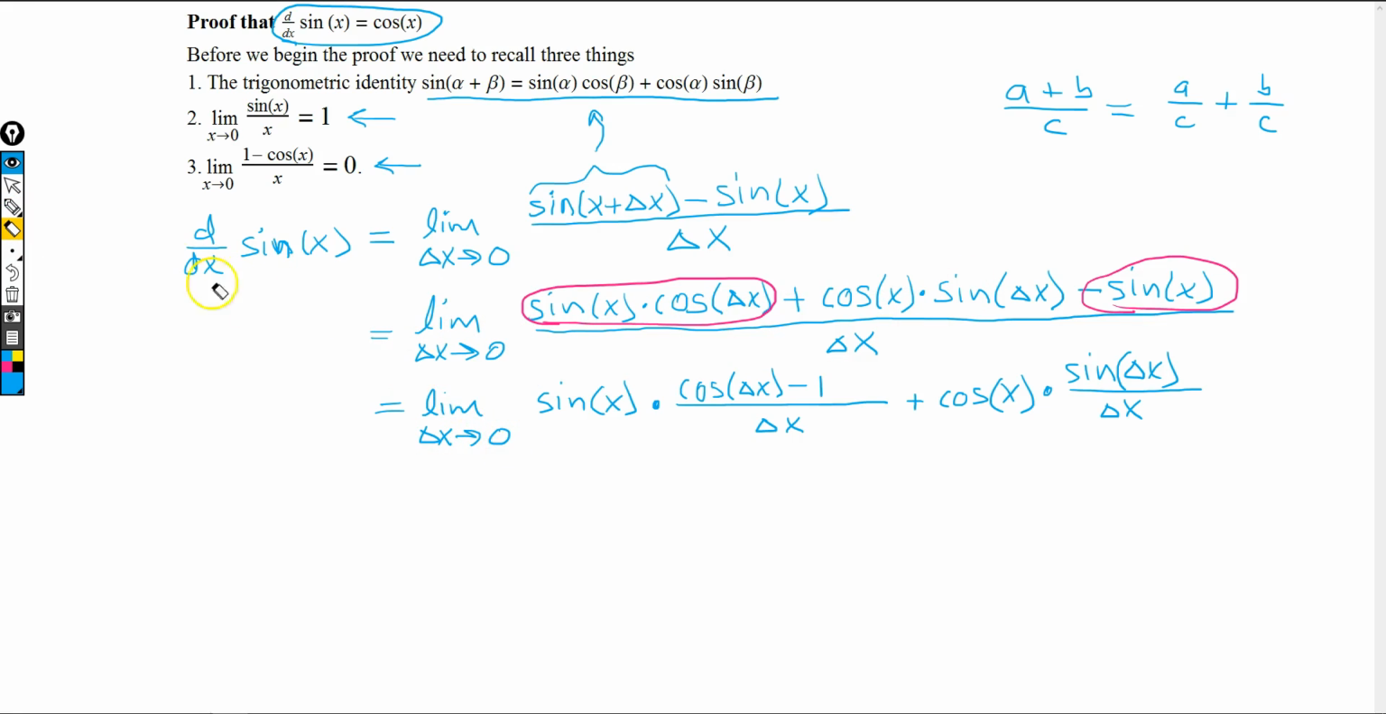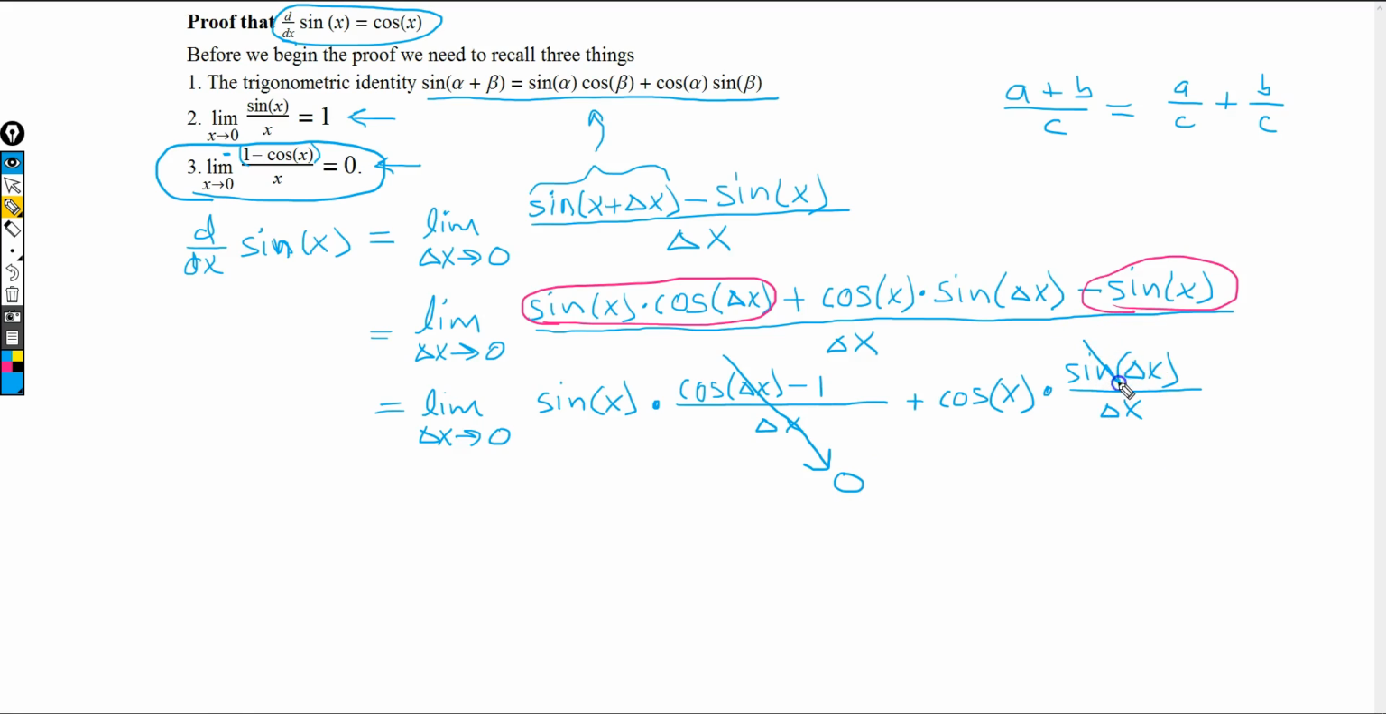Now let's take note of this. As delta x is approaching 0, this term right here is going to 0 by this rule right here. Now this rule is written as 1 minus cosine x over x equals 0 in the limit, but you could interchange the cosine and the 1. If you just multiplied this by negative 1, negative 0 is still 0. So we just have it flipped down here, but it's still going to 0.